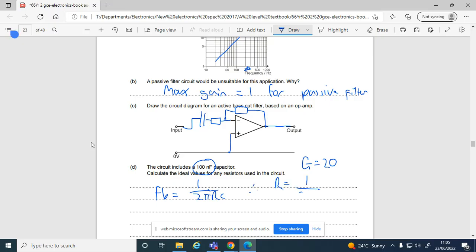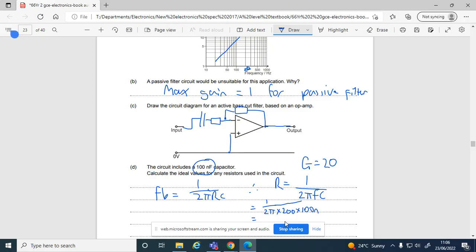R equals 1 over 2 pi FC. Plug the numbers into your calculator. So 1 over 2 pi times your breakpoint frequency, which was 200, times your capacitor value, which is 100 nano. Don't forget that's times 10 to the minus 9, people. Don't just put 100 into your calculator. Make sure you got your prefixes correct.